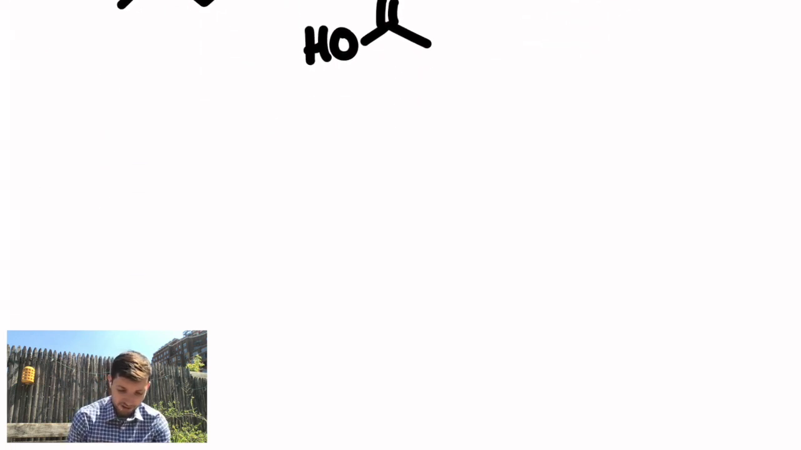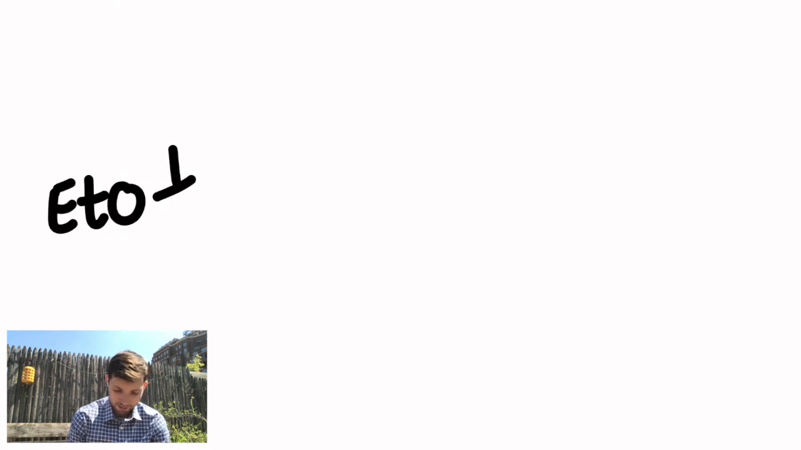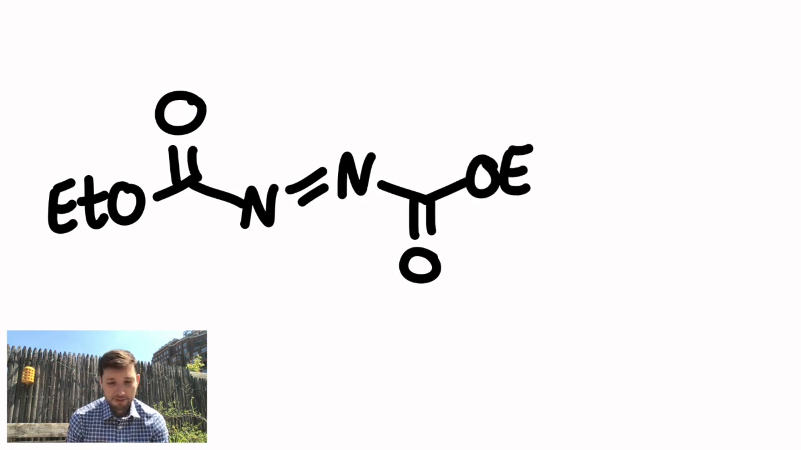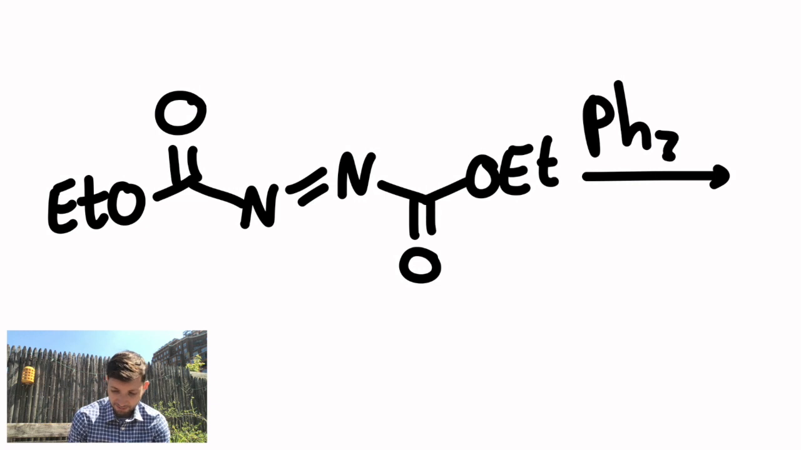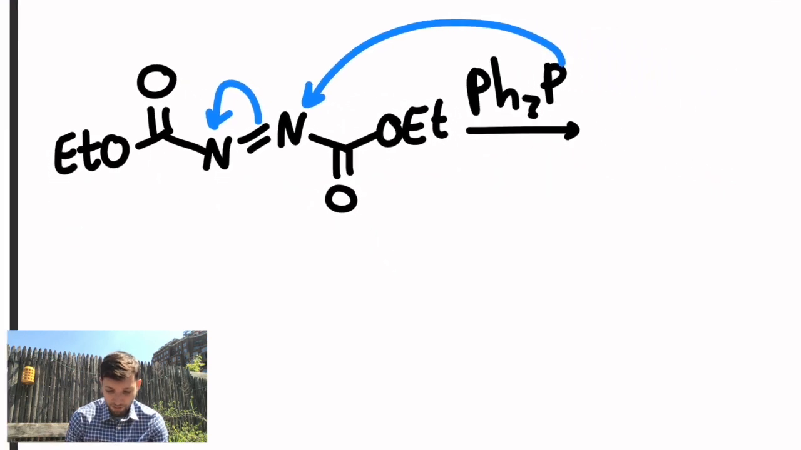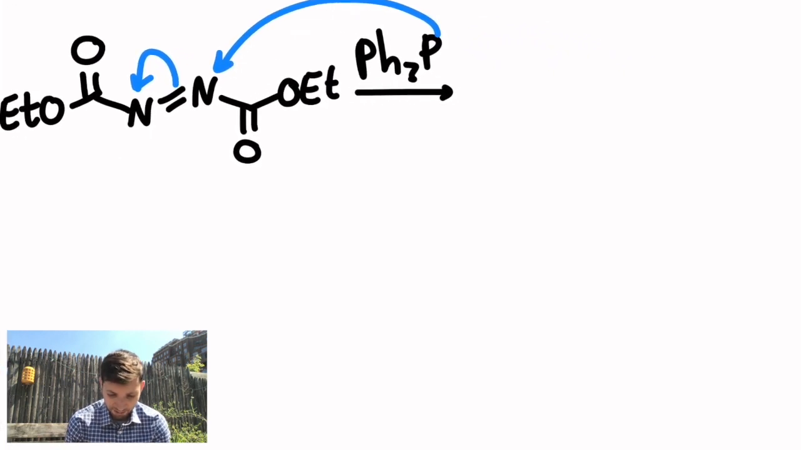The first part is the diethyl azo dicarboxylate, which looks like this. It's a nitrogen-nitrogen double bond flanked by two ethyl carboxylates. It reacts with triphenylphosphine. Triphenylphosphine is a nucleophilic source of phosphorus. It attacks one of the nitrogens. It almost looks like a conjugate addition you see there. And you form a zwitterion intermediate.